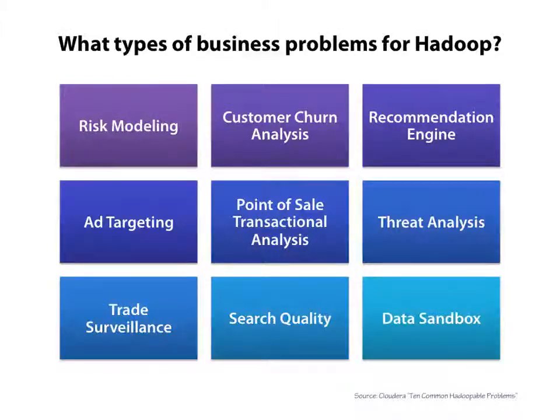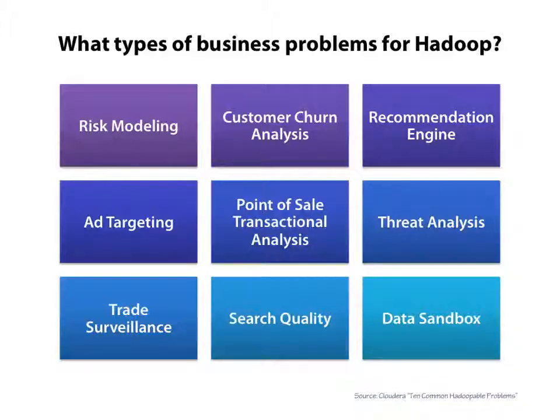So I pulled from Cloudera's website, so you can see the ones that you're probably most familiar with is ad targeting from some of the big social networks such as Facebook. Facebook is in fact one of the largest users of Hadoop in the world. But some other types of problems that you may not have considered, such as point-of-sale transactional analysis. You may have thought that that might be a problem better suited to a relational system. Again, coming back to the 3 V's, volume, velocity, and variety.